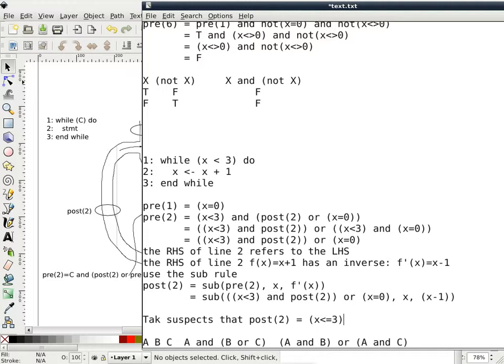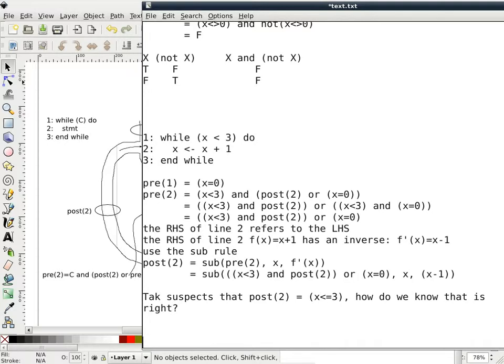The less than or equal to part is important. How do we know that is right? What do you think? You have to assume it's true and then try cases, plugging in, right? Now, if I think that post 2 is x is less than or equal to 3, then I can go back to this statement here, post 2 equals da da da da da, and just plug in x is less than or equal to 3 here, and plug it in over here, and see whether it works out.